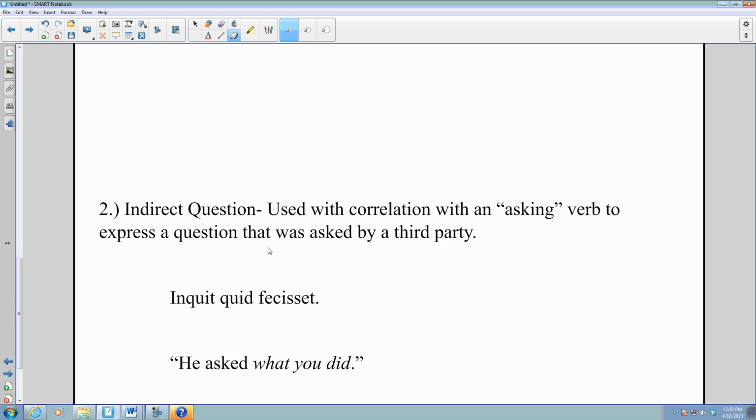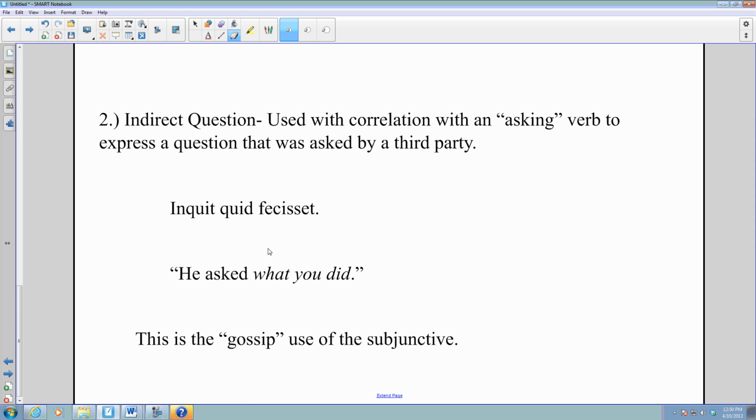The other way that we use the subjunctive is with the indirect question. If I'm going to repeat what somebody says word for word, I'm obviously just going to use quotation marks. He asked, quote, this, this, and this. If I'm going to paraphrase what someone said, that's whenever I'm going to use the indirect question. I don't remember exactly what he said, but he asked something like this. Obviously, if it's an indirect question, it's going to have some kind of verb that's asking a question, like inquit in this case.